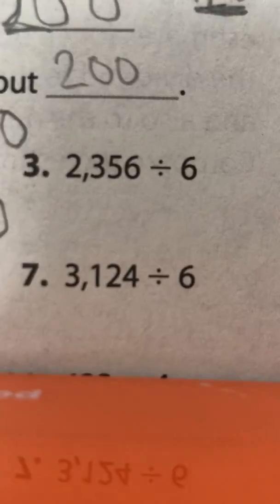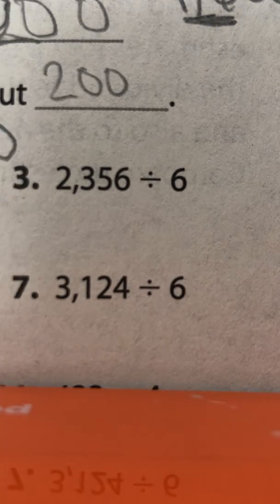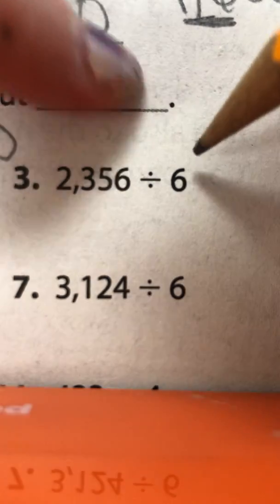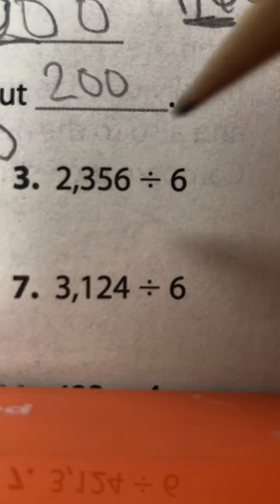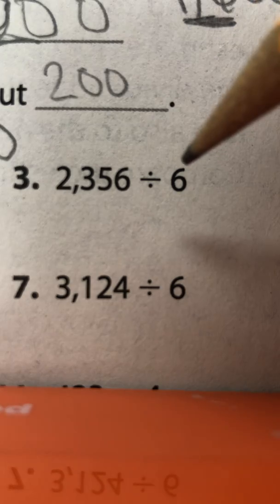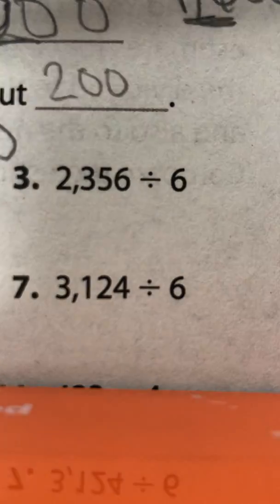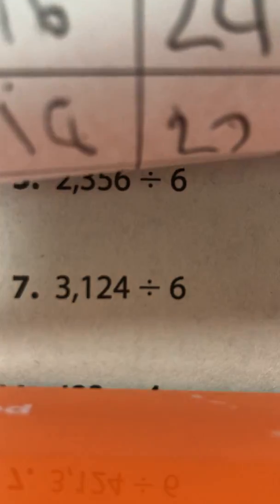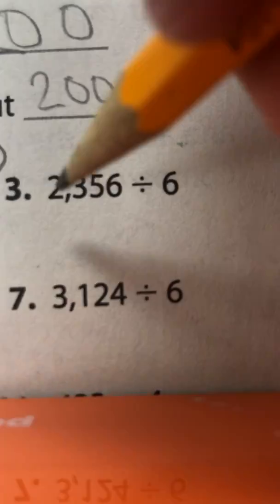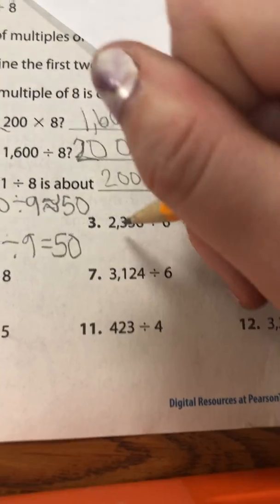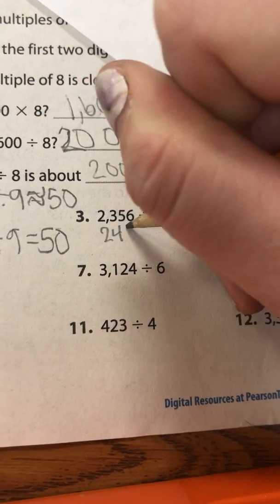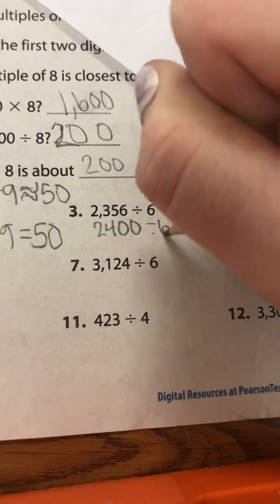Let's see if I can do this one. My divisor is 6, so I'm going to think, what is a number that 6 can easily be divided by? I'm going to look at my hundreds chart. 6, 12, 18, 24. 24 is really close to 23, so I'm going to change this to 2,400 divided by 6.